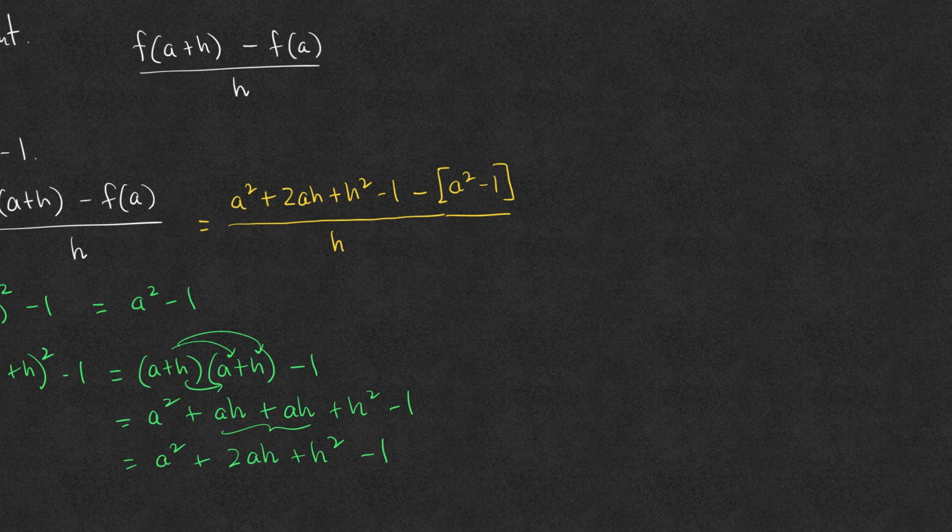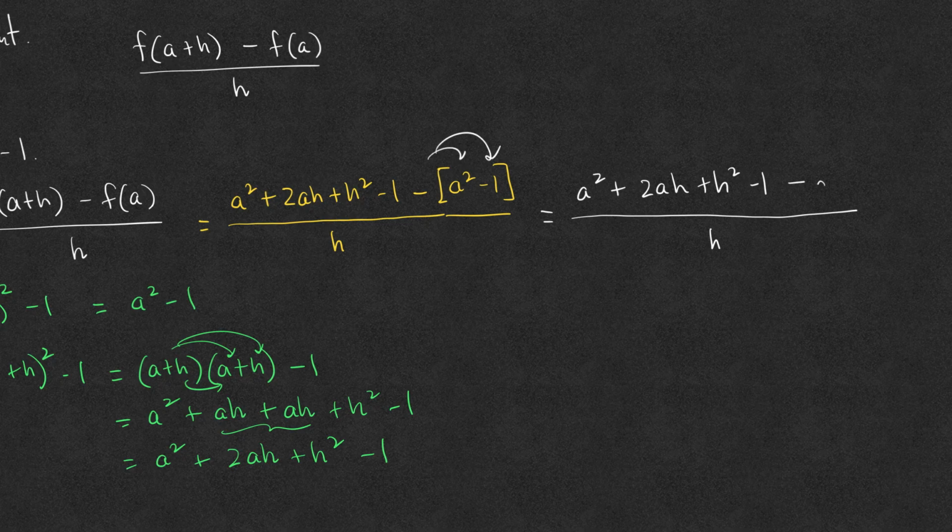Next, we would need to simplify this expression. The first thing we would do is to remove the brackets. We rewrite a squared plus 2ah plus h squared minus 1 minus, distribute the negative sign, we have a squared plus 1. A squared minus a squared simplified, minus 1 plus 1 simplified. This will give us 2ah plus h squared over h.